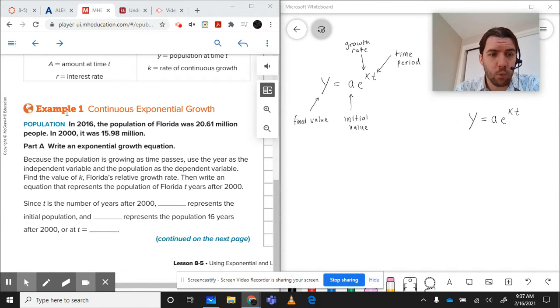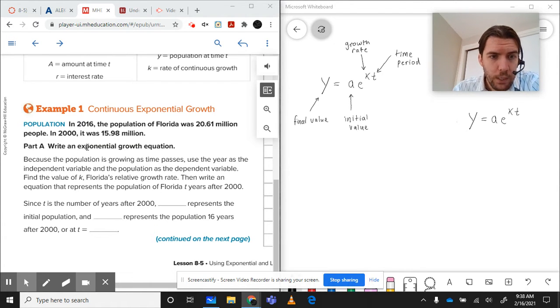Okay, let's take a look at example 1. So the problem says that in 2016, the population of Florida was about 20.61 million people. In 2000, it was 15.98 million people. Write an exponential growth equation. Okay, so we're going to write an equation that should, if things continue as they have, be able to predict the future growth. It should even be able to come up with a value for what previous years' populations would be, right? So we're going to create some kind of function that'll model this growth over time in both directions.